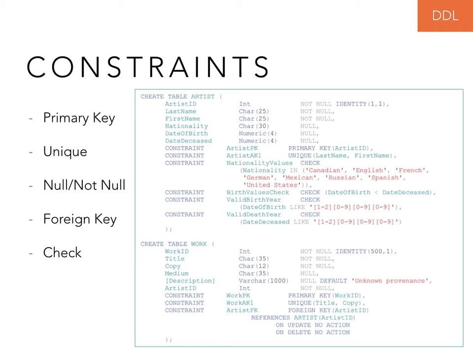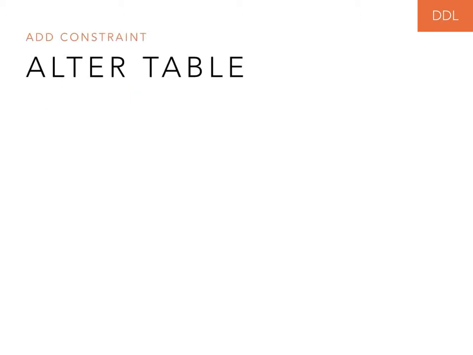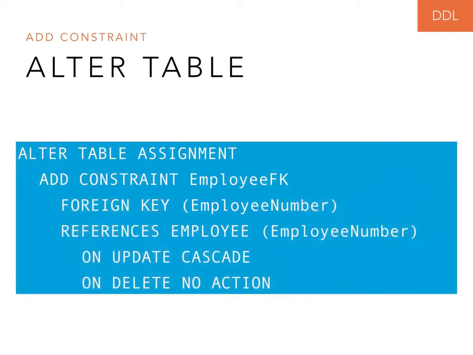Okay, so this is all related to create table, but it also generally applies to alter table as well, because alter table allows you to change any of those things. So this is an example of how we would alter the table named assignment and add a foreign key constraint. If we didn't add the foreign key constraint when we created the table, we could add it later using alter table.